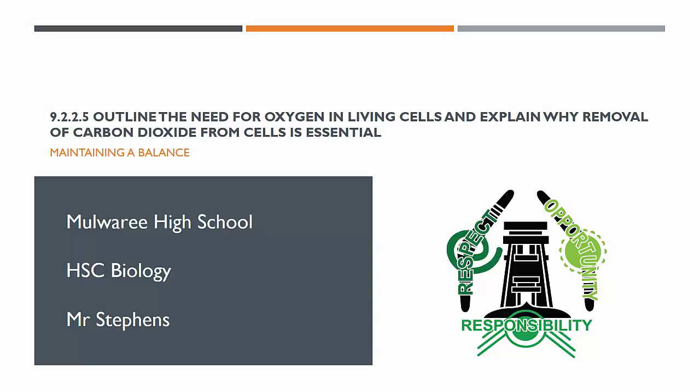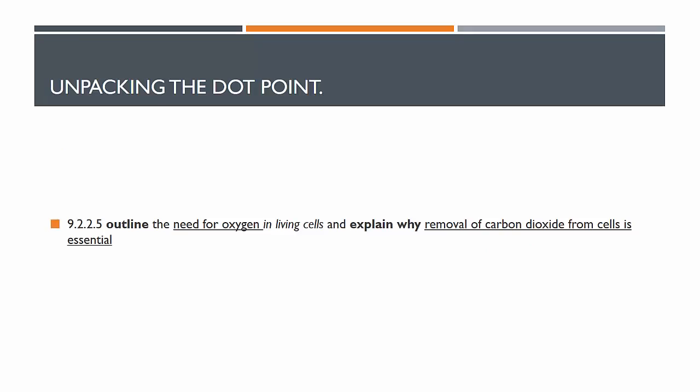Let's have a look. We are outlining big picture concepts here, not too much detail. We are outlining the need for oxygen. Why does the body need oxygen? And then we also need to explain, this is our verb, explain why removal of carbon dioxide from cells is essential. So we need to have an effect. Why, if carbon dioxide builds up, do we need to remove it?